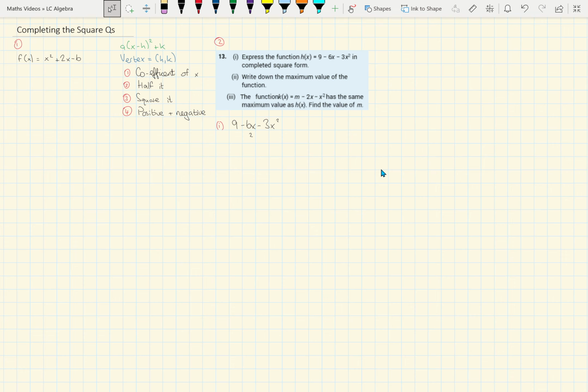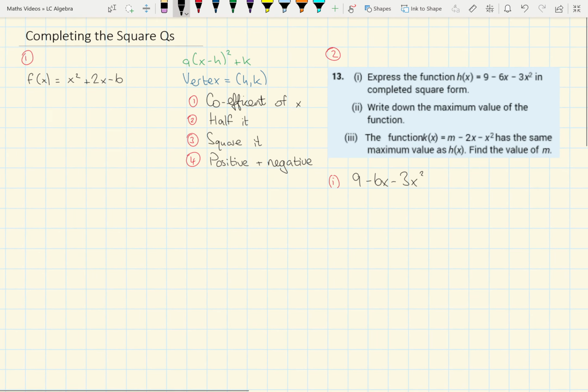Okay, so in this video we're going to have a look at completing the square questions. Example 1 is a pretty straightforward one, and then in example 2 we have a bit more work to do, and it's more similar to what we might find in an exam question. To start off, you'll see I have the steps in the middle.